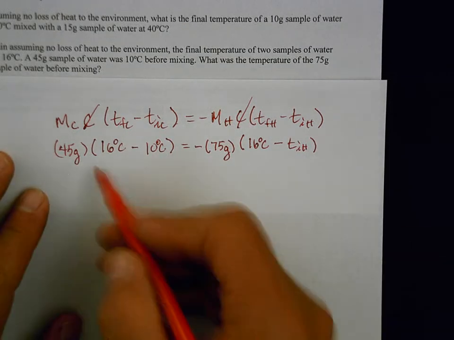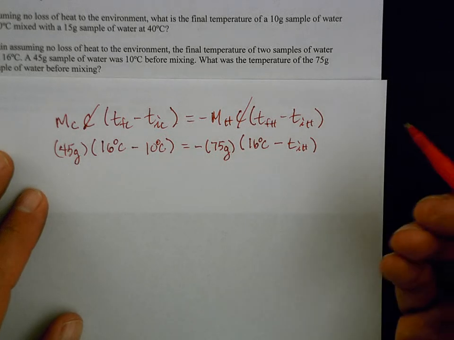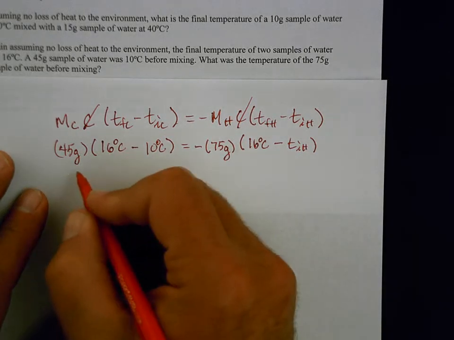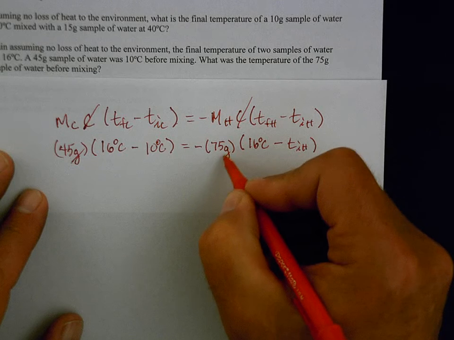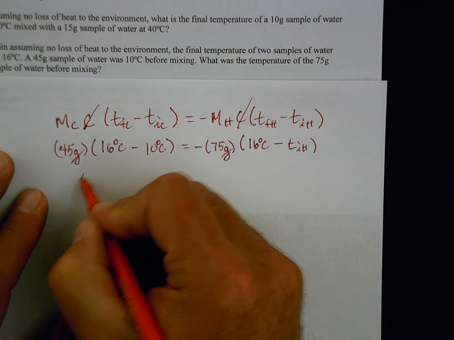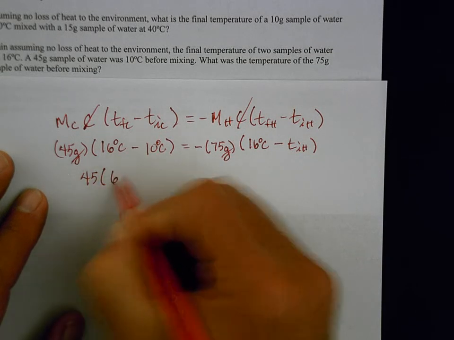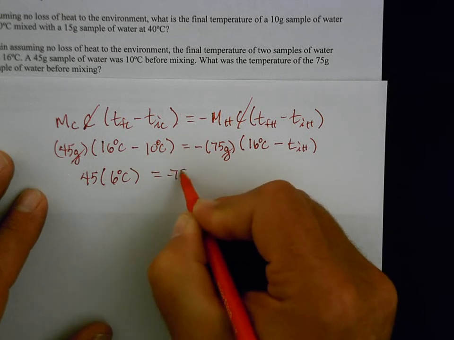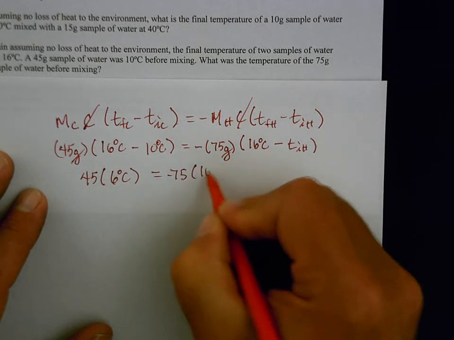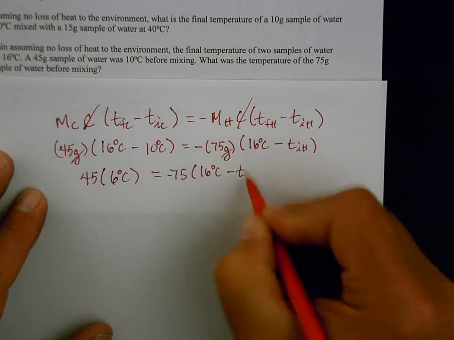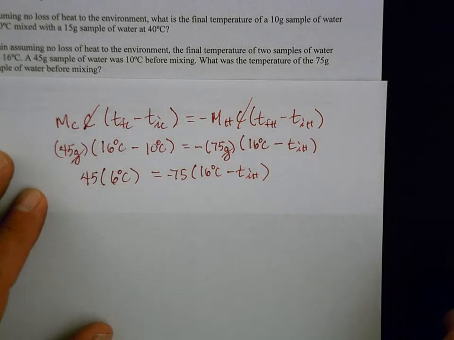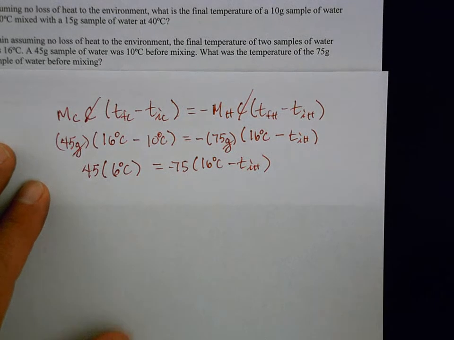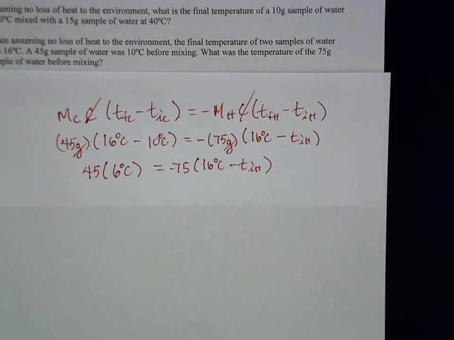Now, 16 minus 10, that's just 6. And I can, again, throw out the gram part. So basically, I'm going to have 45 times 6 degrees. And over here I have the negative 75 times the 16 degrees. Now the 45 times the 6, that's 270.